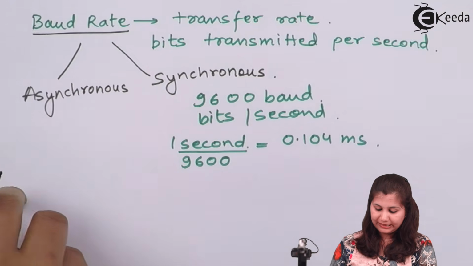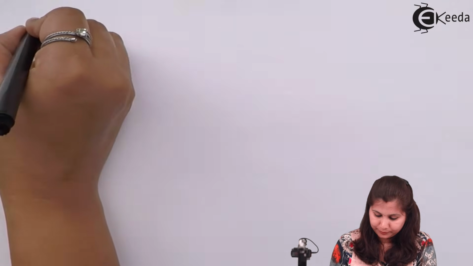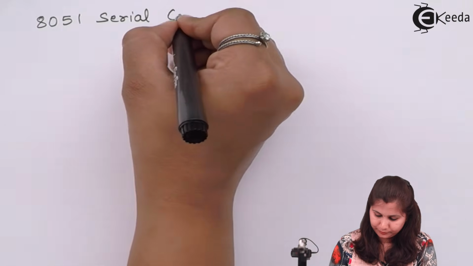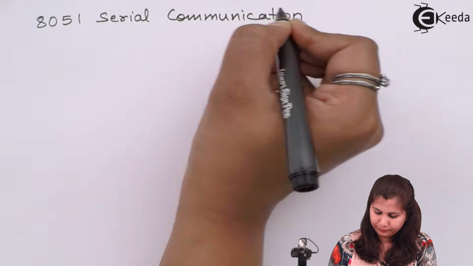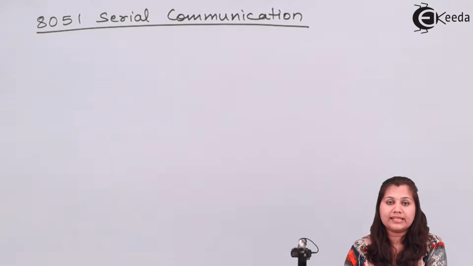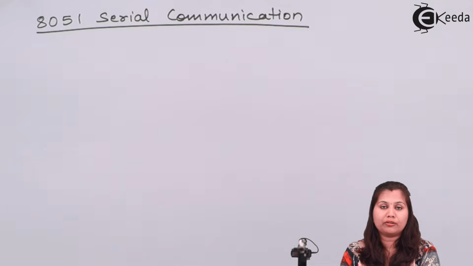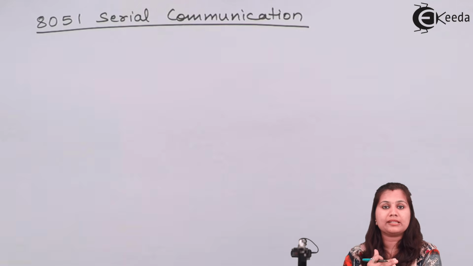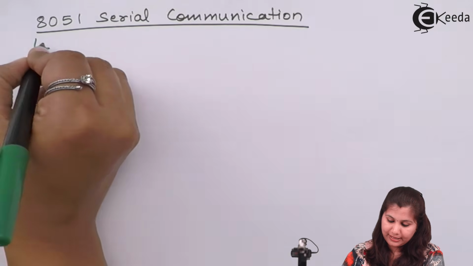Now let's come to serial communication in the 8051 microcontroller. The 8051 microcontroller supports a full duplex serial port. It has different ports, and those ports support serial communication. The type of communication link is full duplex, meaning transmission and reception of data can take place at the same time.